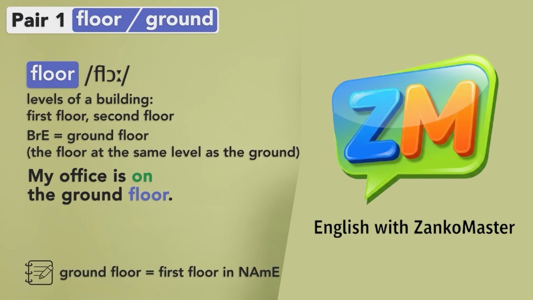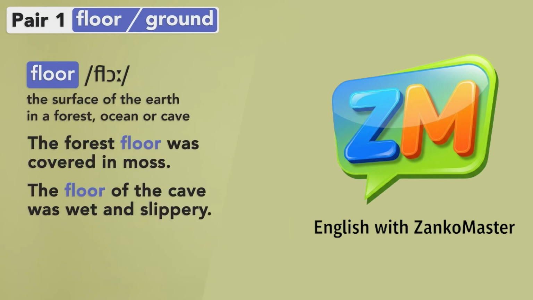Notice that I use the preposition on, not in. Note that the ground floor is called the first floor in North American English, another point of confusion. Now, I said the floor is generally inside, but it isn't always inside. We also use floor to refer to the surface of the earth in a forest, ocean, or cave, for example. The forest floor was covered in moss. The floor of the cave was wet and slippery.